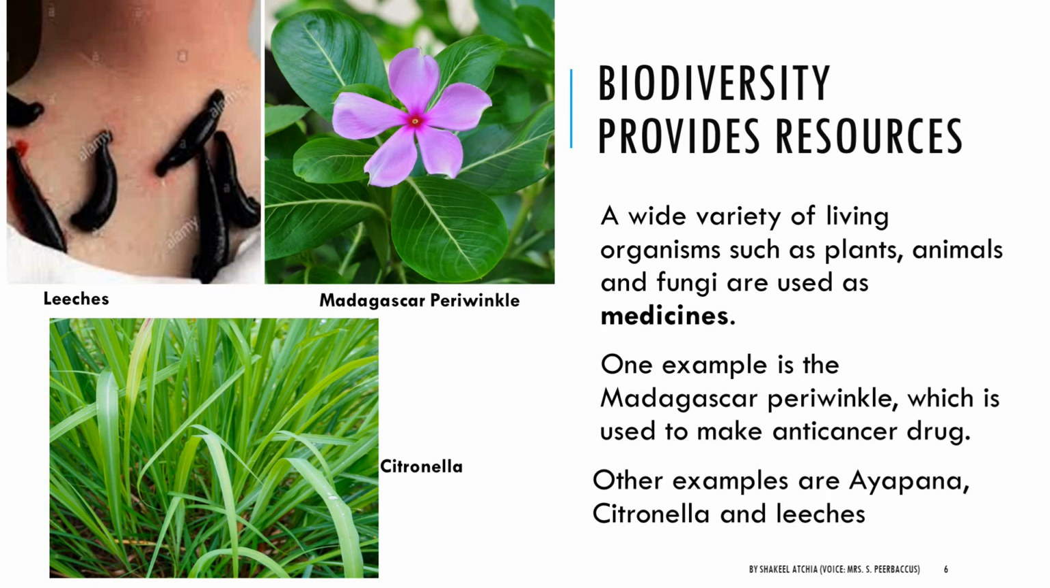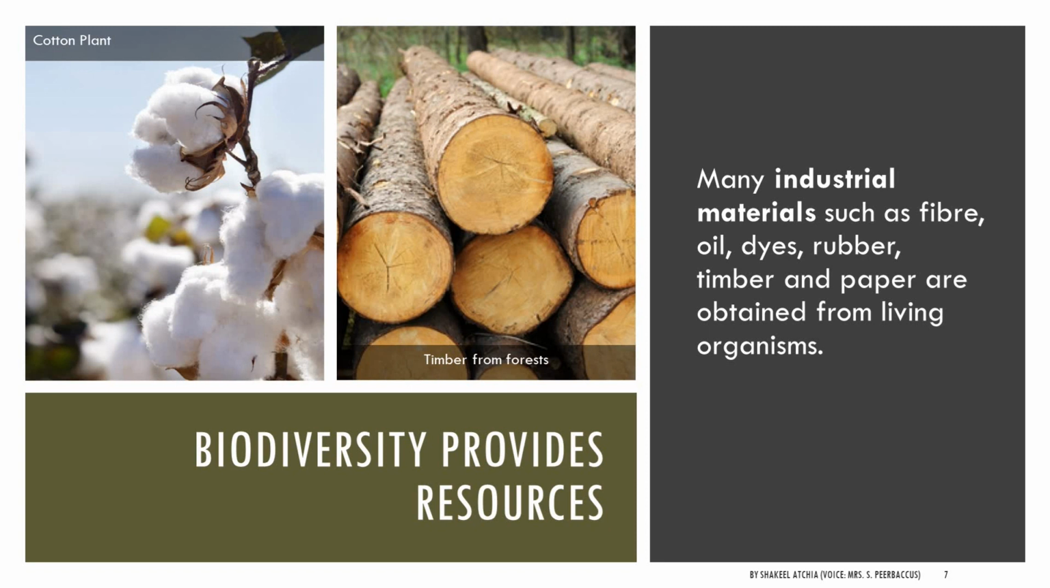Other examples include the ayapana, used for indigestion, diarrhea, and vomiting. Citronella, an infusion to reduce fever, inflammation, or even act as a mosquito repellent. Or even leeches, which are used to treat several nervous and skin diseases. Moreover, resources also include industrial materials, such as fiber, oil, dyes, rubber, timber, and paper.